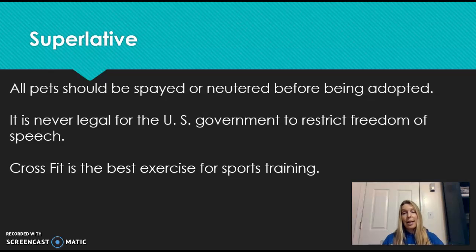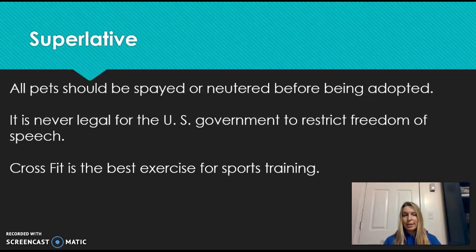The third kind of thesis statement, or resolution. All pets should be spayed or neutered before being adopted. Superlative. It's saying all pets. Superlative again, you'll see the scope is huge. It is never legal for the U.S. government to restrict freedom of speech. And the third, CrossFit is the best exercise for sports training.